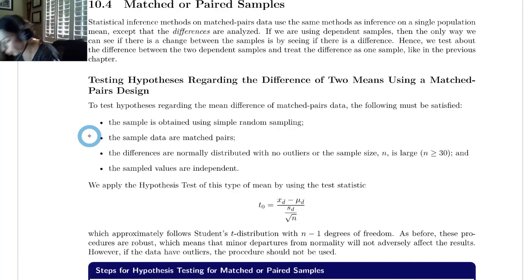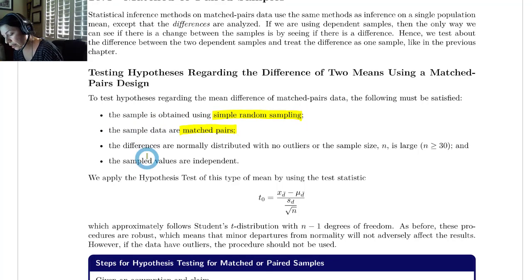Okay, so we're going to go ahead and we have to make sure all the criteria are met, right? So we still say the sample comes from random sampling. We acknowledge that they're dependent and that the differences are normally distributed. Not each sample, but the differences are normally distributed. And we can go ahead and do that by just the regular criteria we usually use. And the pairs are independent.